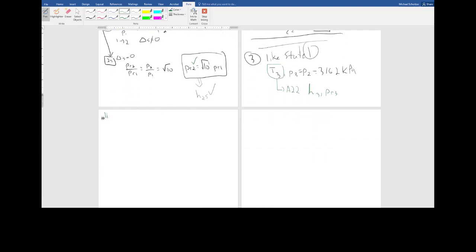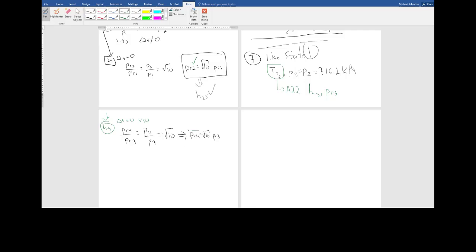Now, because I've done this before, I'm going to go from state 3 to state 4s. Is this isentropic? Yes, it is, and it's variable specific heat. So I'm going to say that PR4 over PR3 is equal to P4 over P3, which again is equal to the square root of 10. So from here, PR4 is equal to root 10 times PR3.